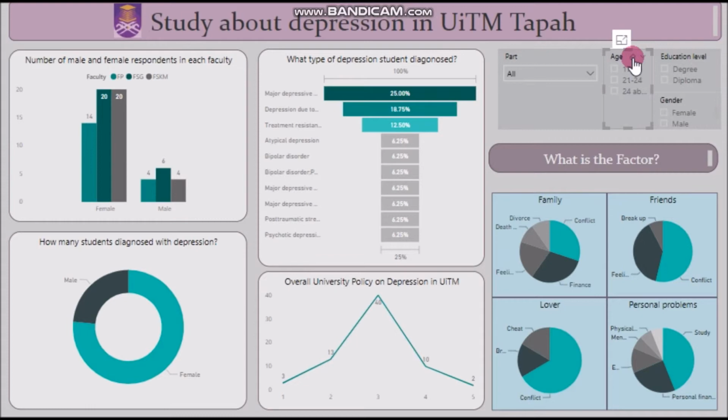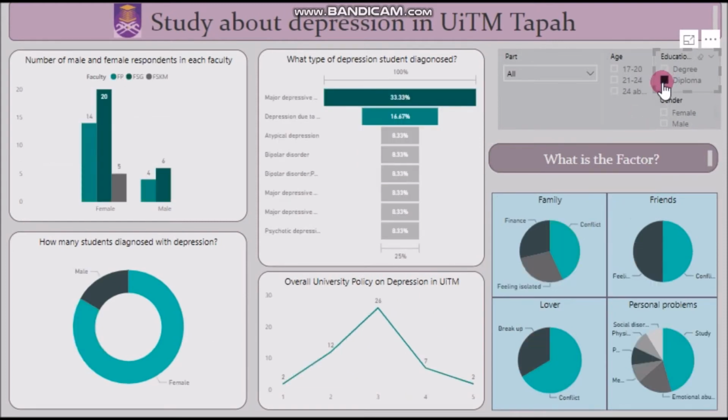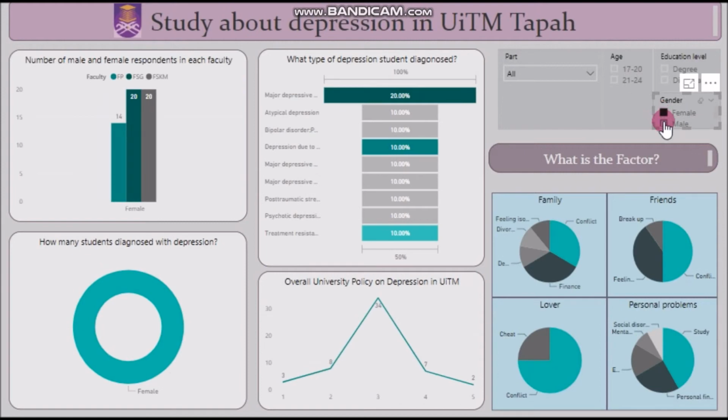So we also can filter based on education level. Since UiTM Tapah only has 2 education levels, which are degree and diploma, we can filter based on the education level. For example, for degree, this is all the data for degree students. Next is diploma students. Besides education level, we also can filter the data based on gender. For example, for female. Okay, next is male.